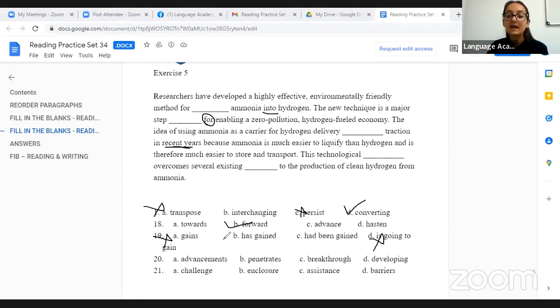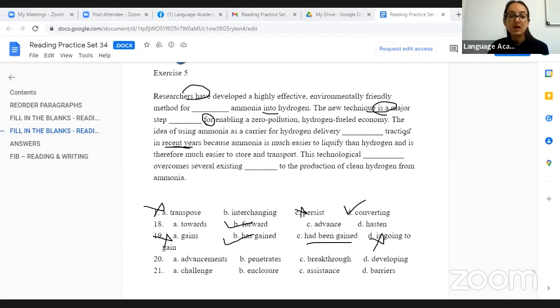So it will be has gained, because the overall topic is in present tense. We are using have here. We are using is a major step. That means we are talking about present starting from past. If we say had been gained, that's first of all passive, and our sentence is active. So we cannot put had been gained.